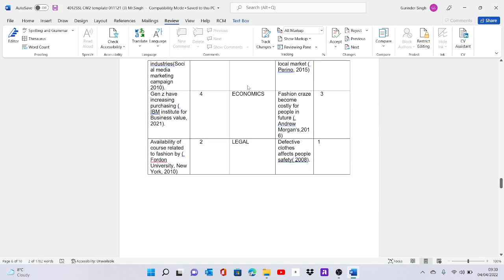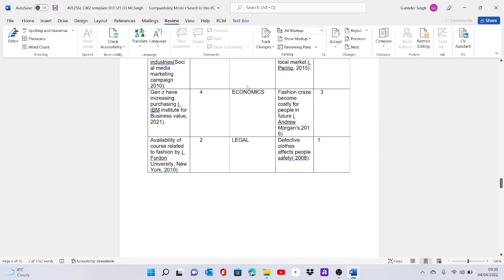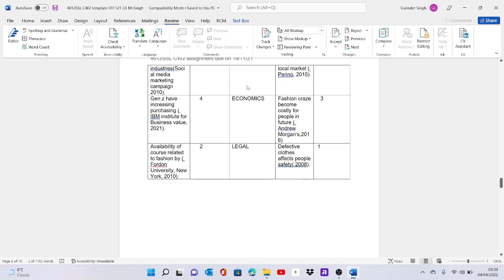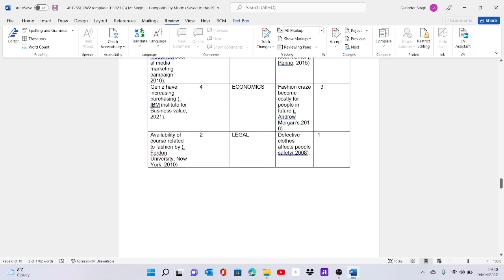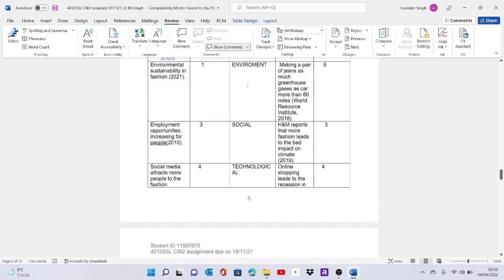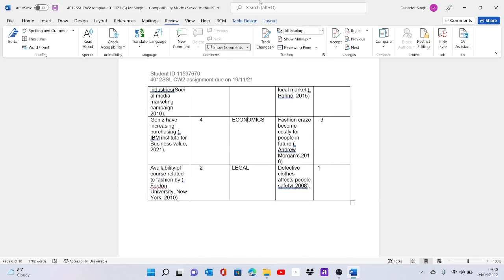Legal. Availability of courses related to fashion. Opportunity scale from 0 to 5 is 2. And the threat is defective clothes affecting people's safety, and threat scale from 0 to 5 is 1.